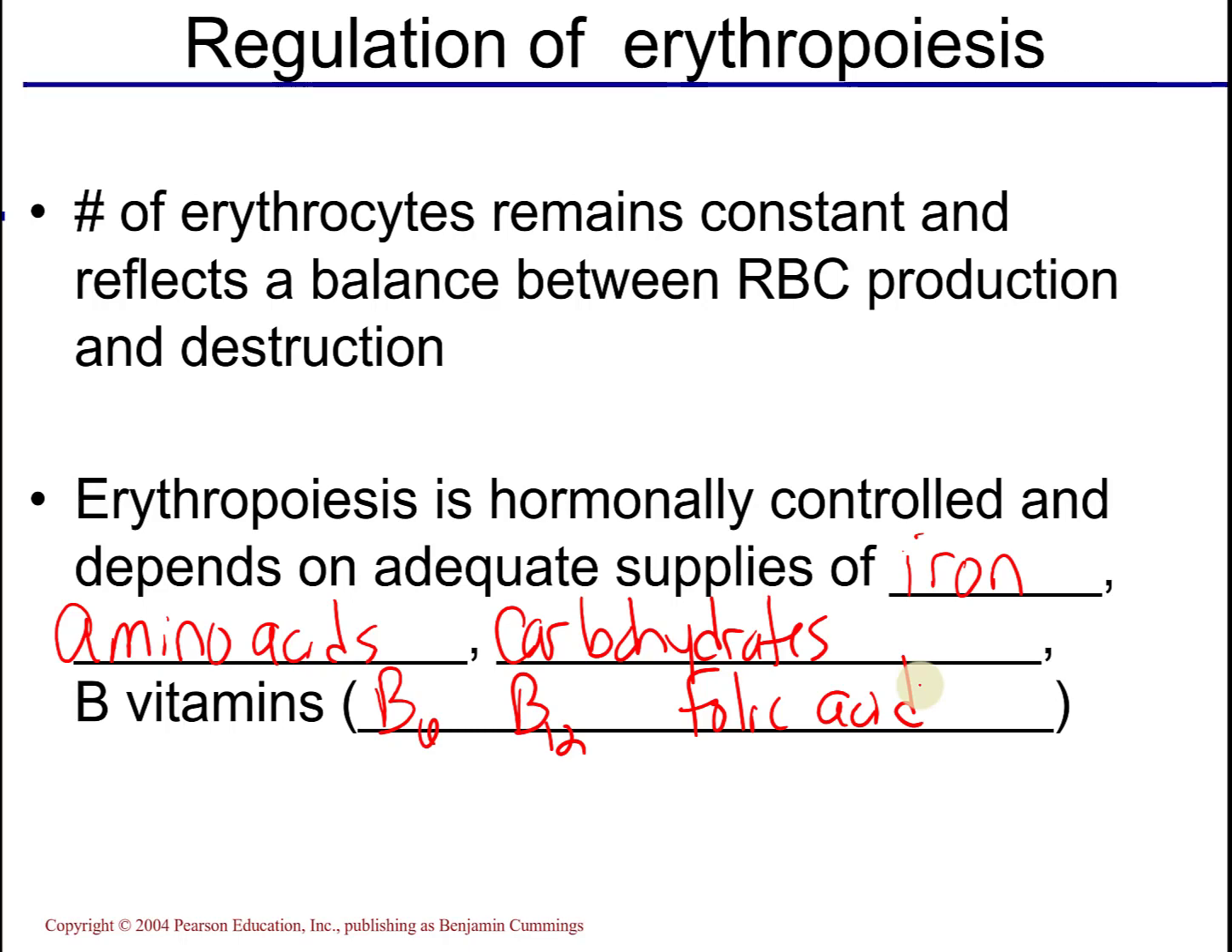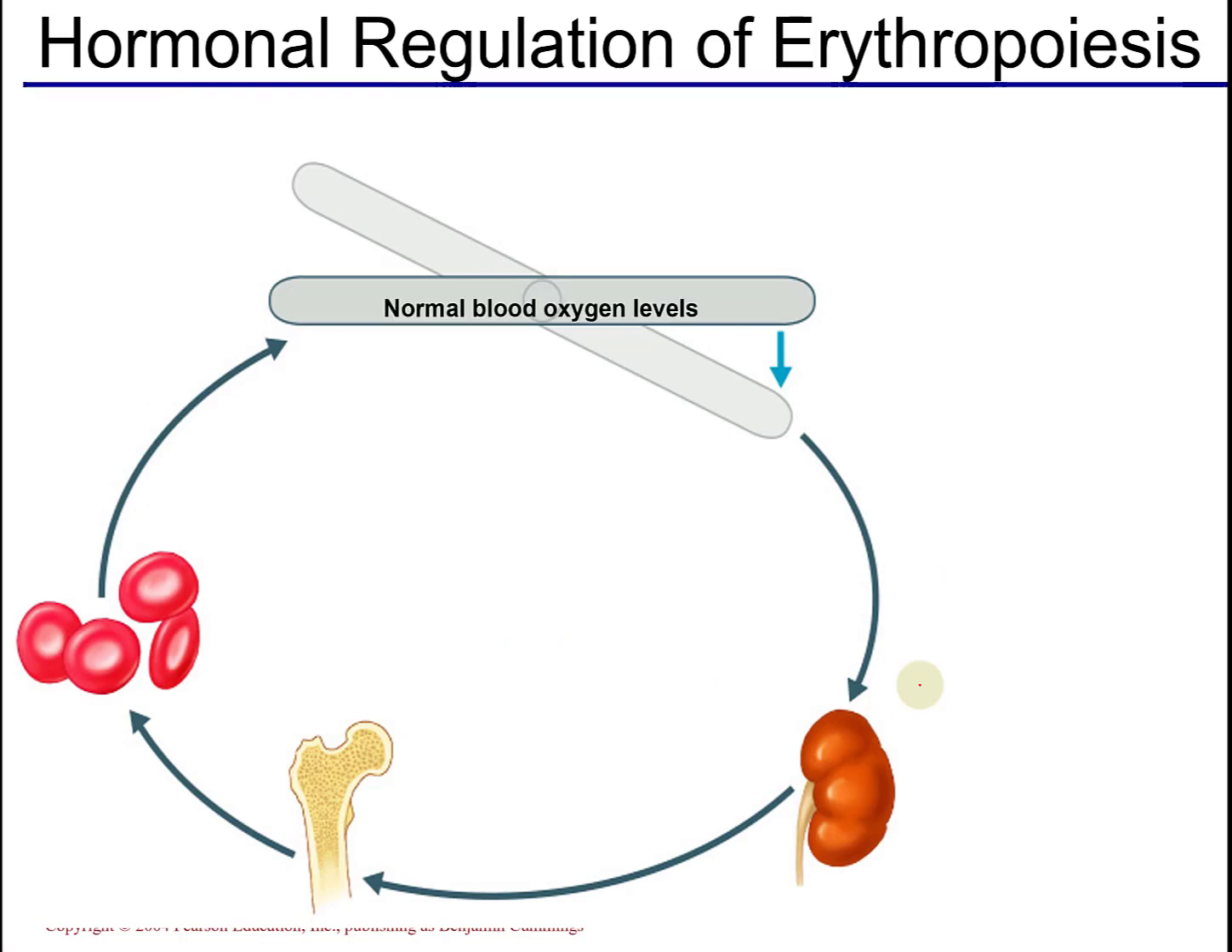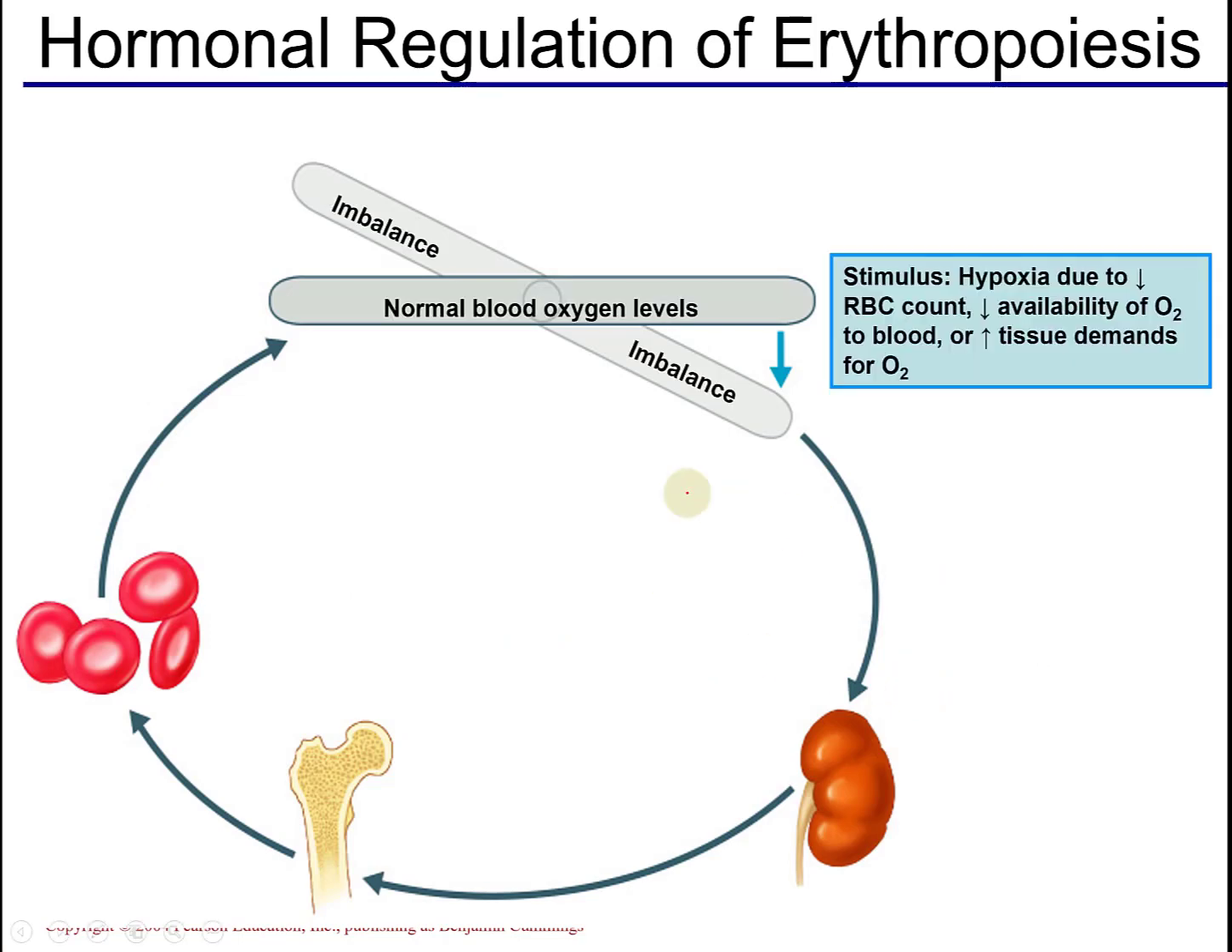Okay, so let's look at this hormonal control of erythropoiesis. And here we see this kind of seesaw here. Now the parameter we're looking at is normal oxygen levels. So what regulates erythropoiesis, or I should say the stimulus for producing more red blood cells, is not actually the number of red blood cells. It is the amount of oxygen in your blood.